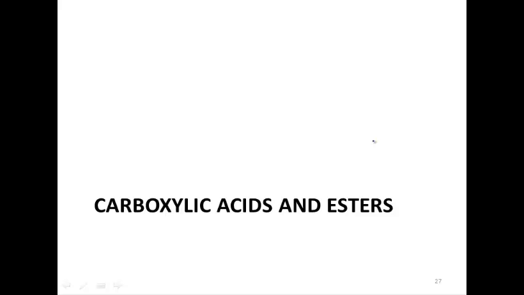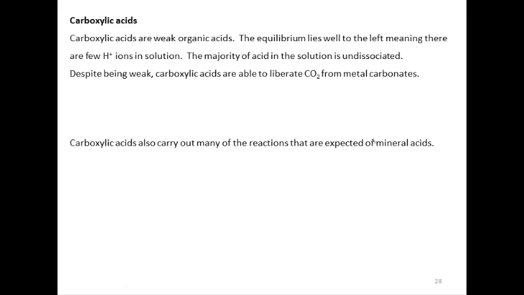Okay, moving on to the chemistry of carboxylic acids and esters. So, carboxylic acids are weak organic acids. The equilibrium lies well to the left, meaning there are very few H+ ions in solution. The majority of the acid in the solution is undissociated, but despite being weak, carboxylic acids are able to liberate CO2 from metal carbonates. This is an equation you'll have met quite a few times before.